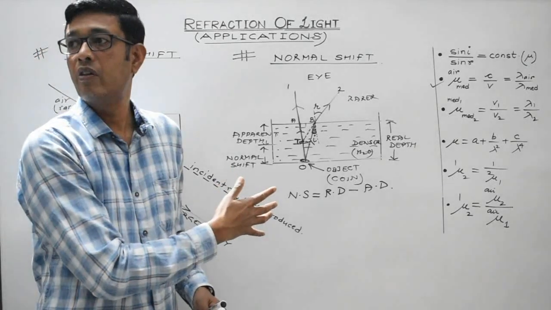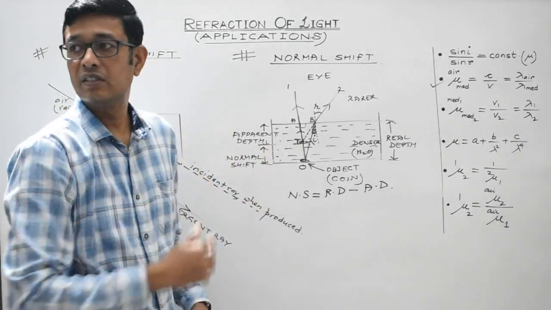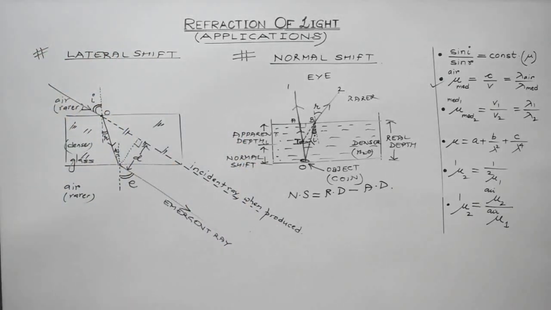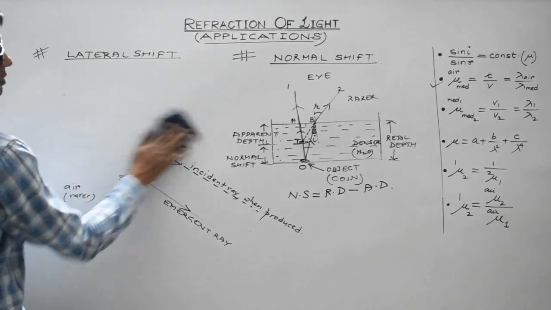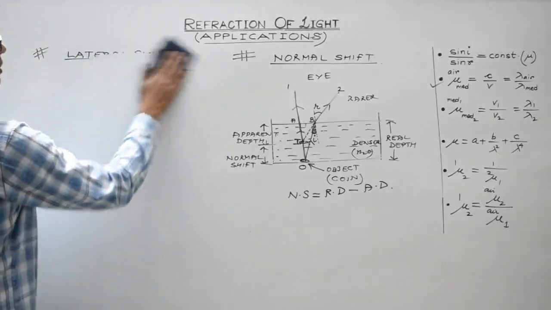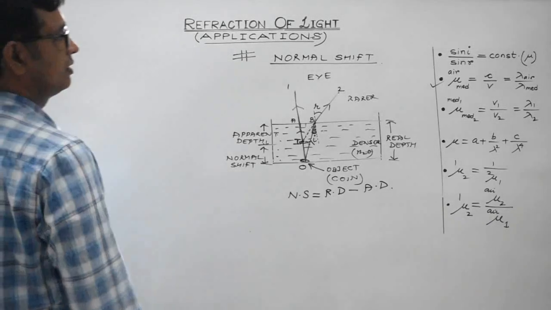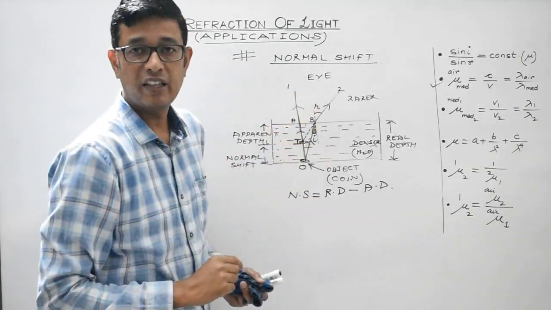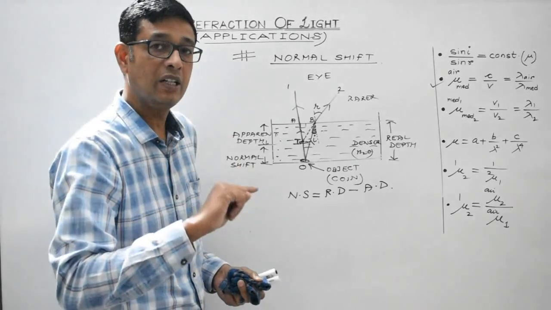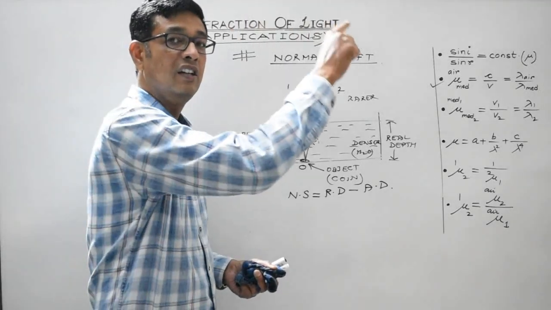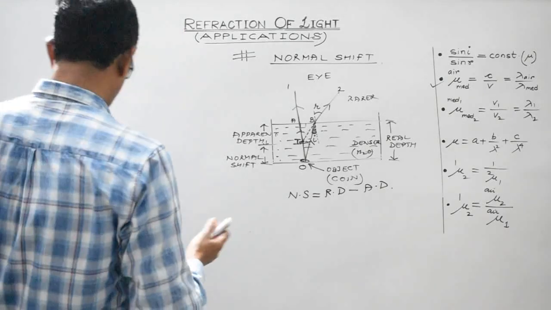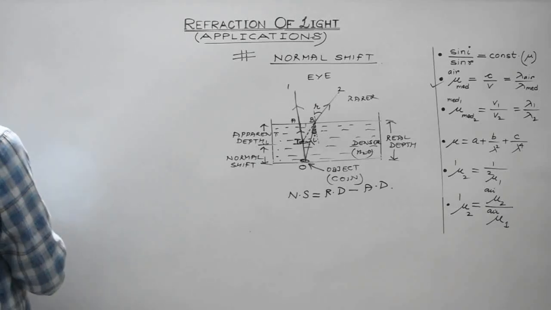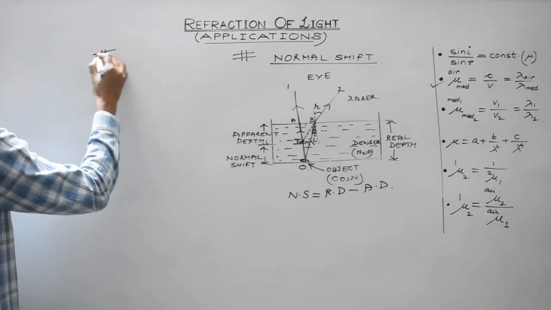What about the third case? Third application. Let's see. Now we will discuss the case just the opposite of this one, right? Here we have considered the case whereby the object is in the denser medium and the observer is in the rarer medium, right? Let's see what will happen if we consider the other case. Fourth example, third one suppose.